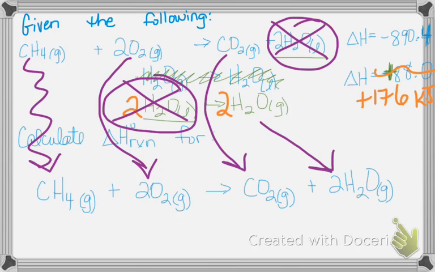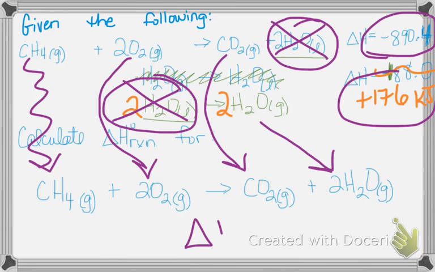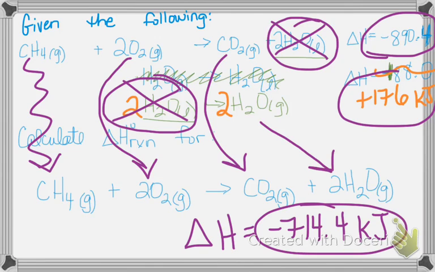So how do I get the delta H for this? I simply say negative 894 plus a positive 176, and that will give me my answer. And I get negative 714.4 kilojoules. And that's my answer, and that's Hess's law. A really simple one.